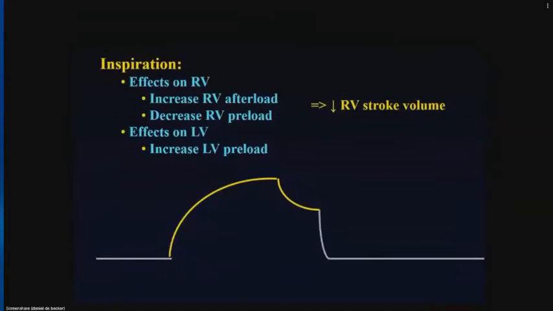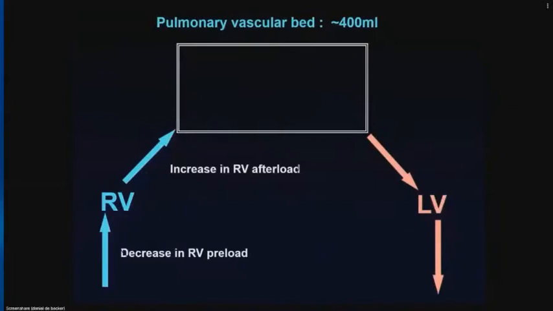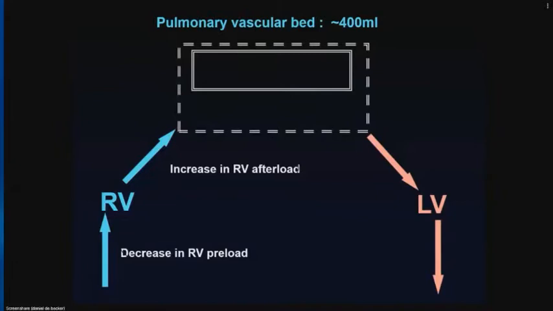So there is also an effect on the left ventricle, and there is an increase in the left ventricle preload. Why is there an increase in the left ventricle preload? Because there is some squeezing during ventilation of the pulmonary vessels. Indeed, the pulmonary vascular bed is estimated in normal conditions around 400 milliliters. How much it is affected by disease is not well known, but what we can indeed see is that during inspiration, there will be compression of this pulmonary vascular bed, and this amount of blood will be squeezed to the left ventricle, and so increasing the preload of the left ventricle exactly at the same time.